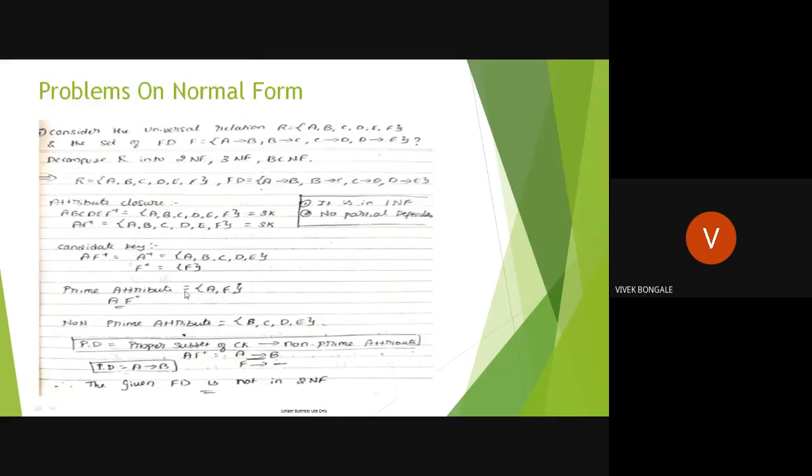Right hand side B. B is a prime attribute or not? Just check here. In the prime attributes, we have only A and F. B is not there. B is a non-prime attribute. So second condition is also not satisfying. Means B is not a prime attribute. This A determines B is not satisfying either of these conditions: either LHS is super key or RHS is prime attribute.